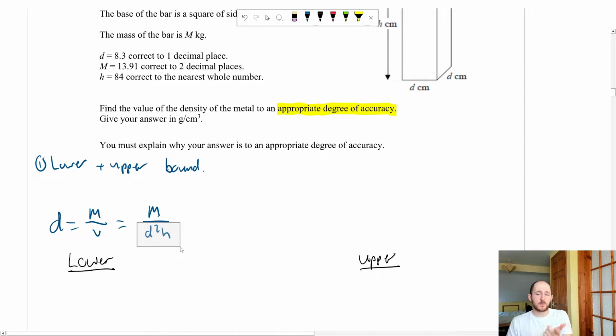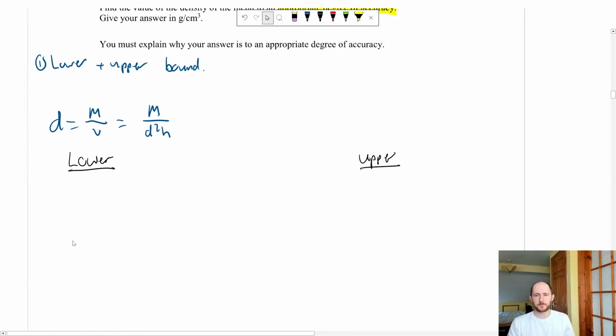Now the denominator is where some students get a bit confused. But think about it. If I make the denominator bigger, it means I'm dividing by a bigger number, which means the number should be smaller. So again, as an example, if I take 1 over 2 and compare it to 1 over 4, the one with the bigger denominator, 1 over 4, is smaller. So you want everything on the bottom to be as big as humanly possible, everything on top as small as humanly possible. So we want the lower bound of m, the upper bound of d, and the upper bound of h.